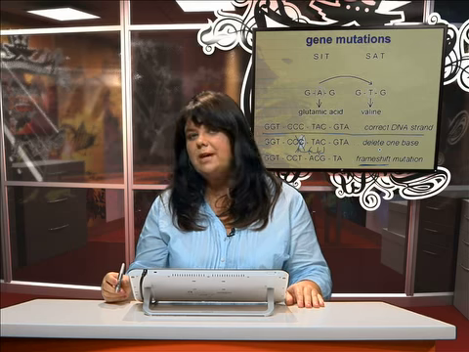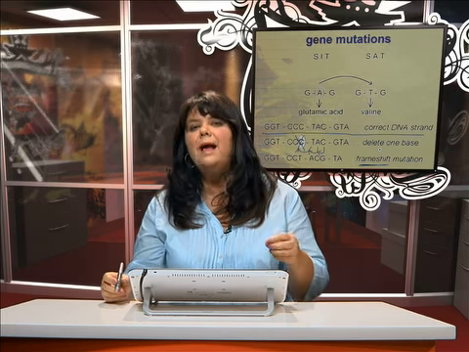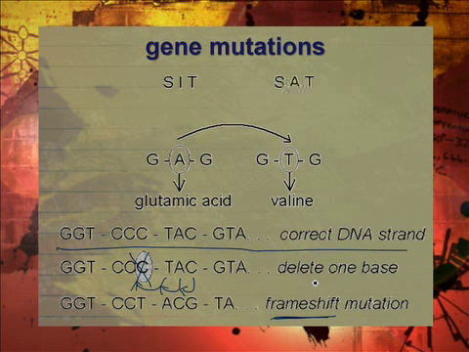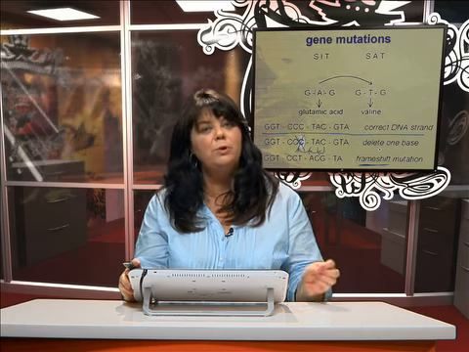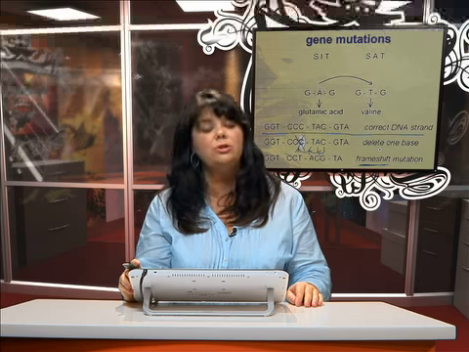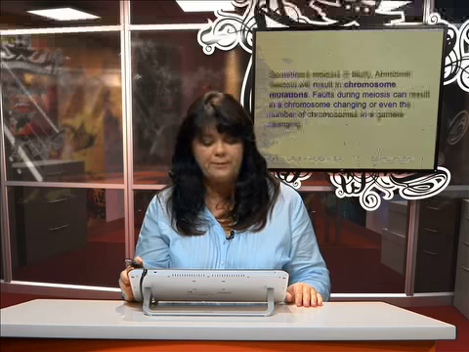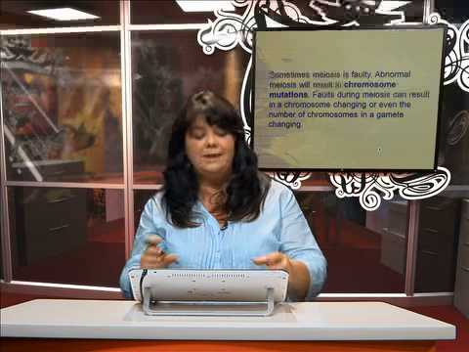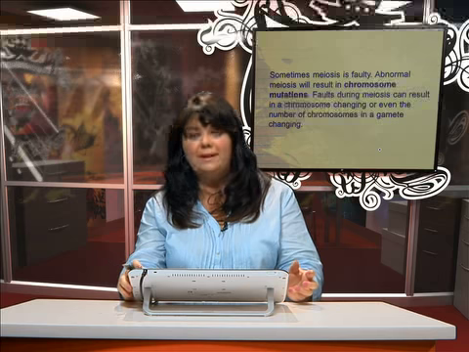These frame shift mutations can be very small, and if it happens in your skin cell, you won't even notice it. But if it's going to happen in a cell that is undergoing meiosis and going to be producing sperm or eggs, then it can be crucial because it can be passed on to your offspring. So faulty meiosis can result in one single chromosome changing, or the content of one particular gene changing, or it can result in a huge change within the cell.